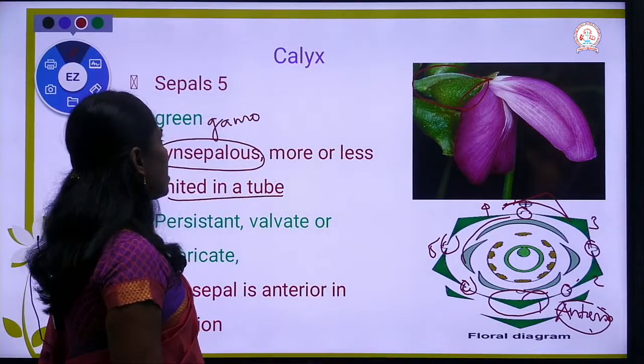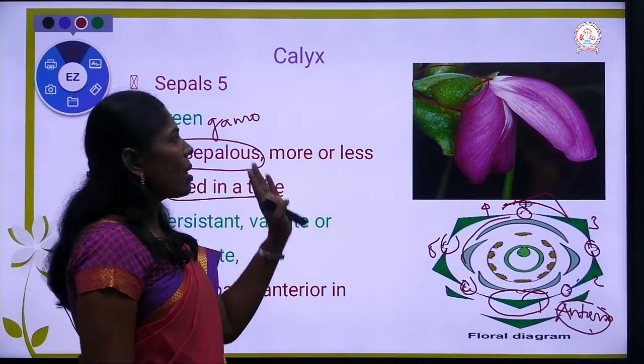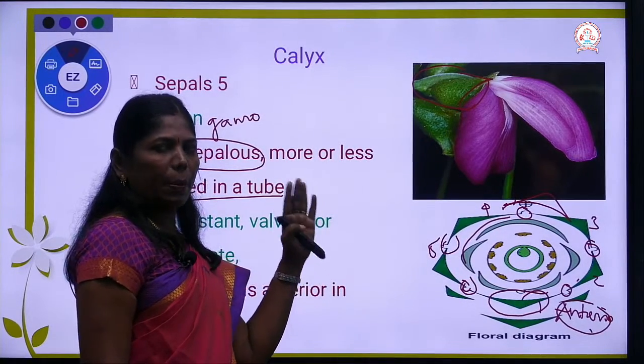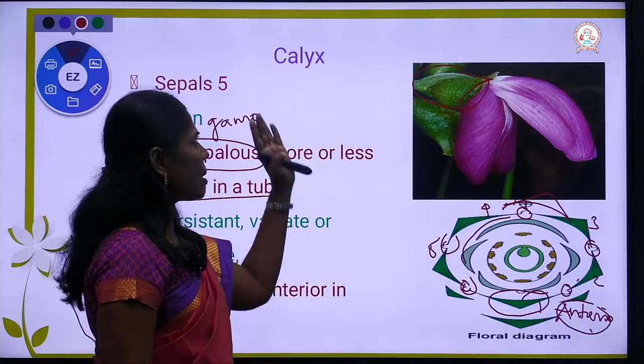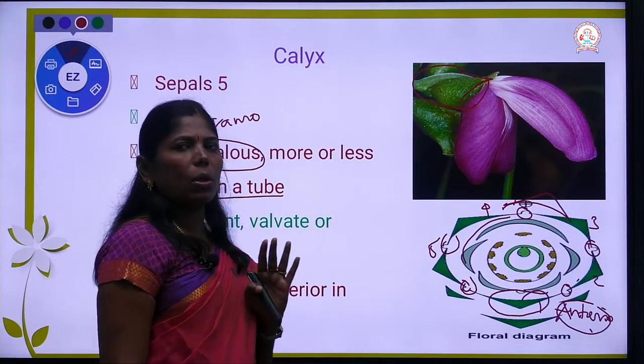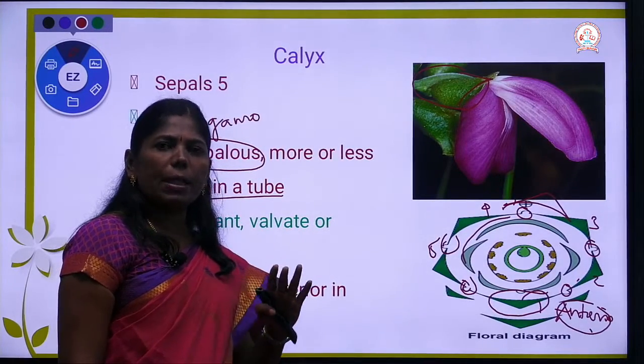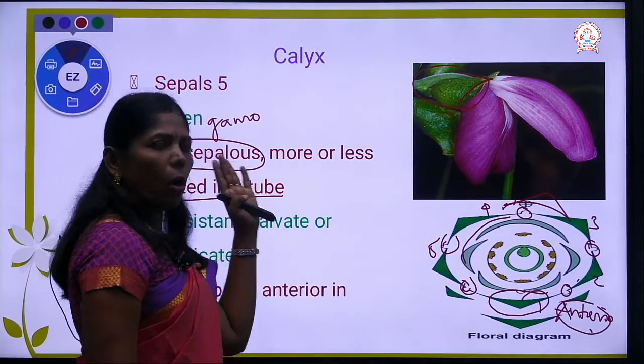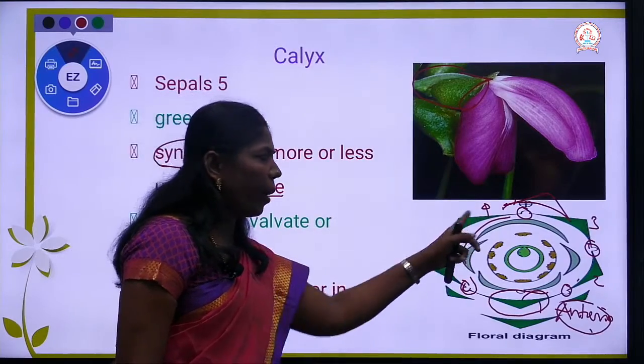Okay, so you can see once again. So the calyx is the second whorl of the flower because the first whorl is the bracteoles. So the calyx is made up of sepals. Okay, a number of sepals together form a calyx. So how many sepals are here? It has the 5 sepals.